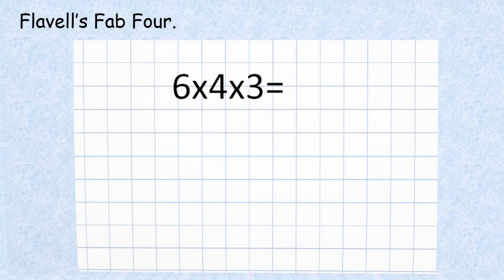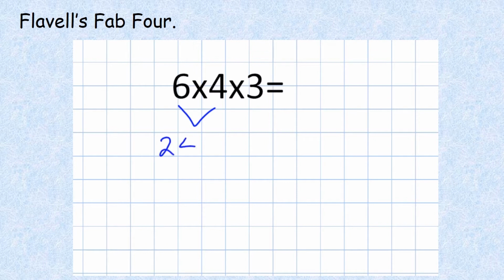Okay, so first of all we've got 6 multiplied by 4. Well, 6 multiplied by 4 is 24, and we're timesing that by 3, so 3 4s, which are 12, and we've got 3 lots of 20, which is 60. 60 plus the 12 equals 72. Okay, so our final answer is 72.